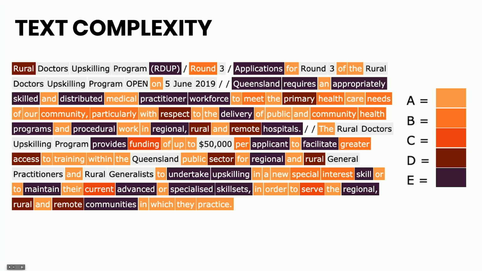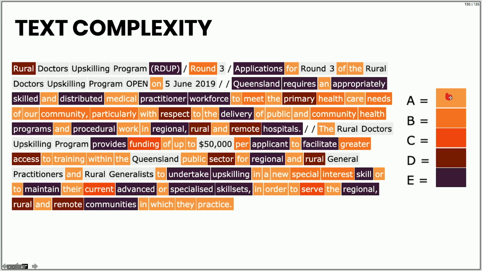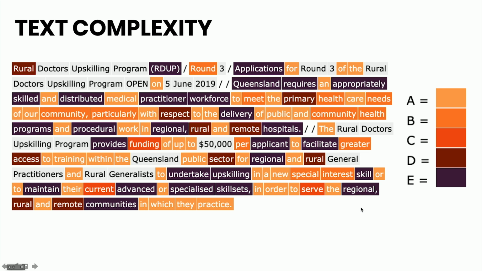And you'll notice that I've colored all of the words, and let me explain this to you. All of the words that are this color here, like the and of and an and care and public, for example, these are very simple words. And the darker that the words get, you see words like regional or undertake or procedural or distributed. These are more complex or less common words. So let me prime you by taking you through this vocabulary.